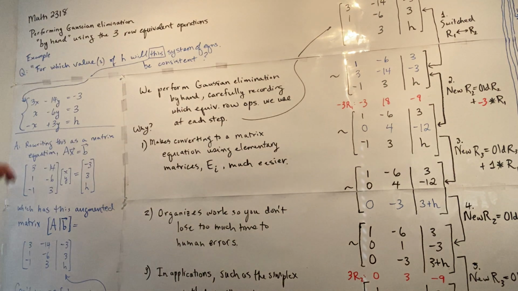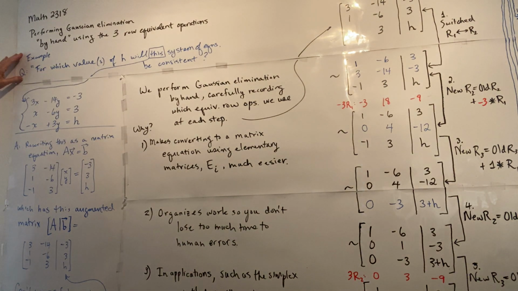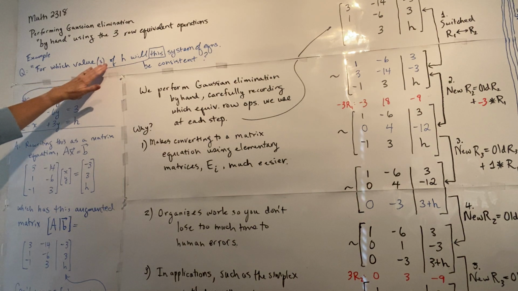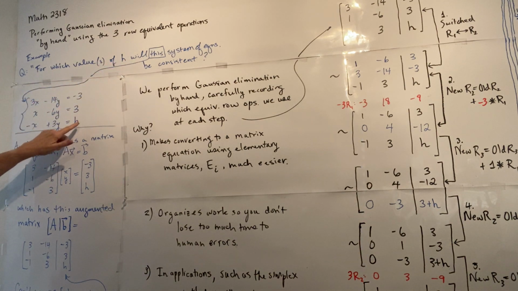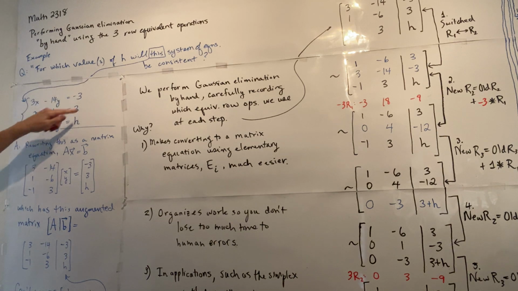So, killing two birds with one stone here. Okay, I'm sure you recognize a question like this one. It says, for which value or values of h will this system be consistent? If you write that system of equations as a matrix equation, you get this, which has an augmented matrix that looks like this.